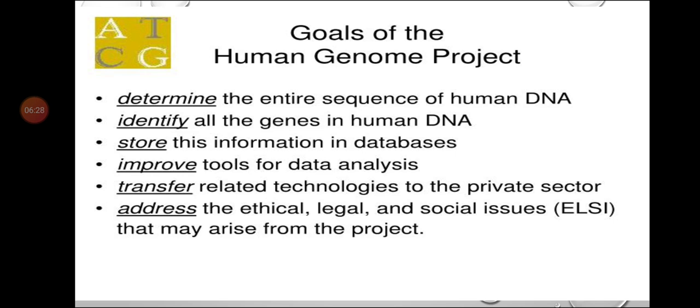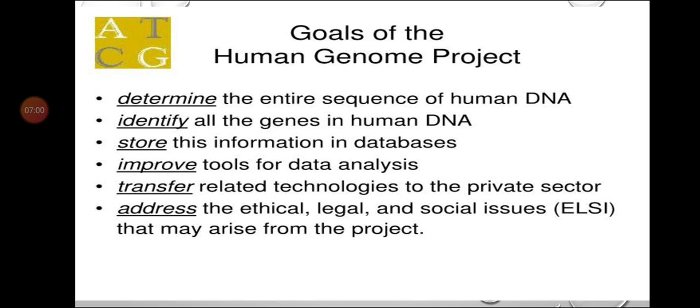Third aim is to improve tools for data analysis. Okay, whatever we have collected from the project in the database, we will try to develop tools and techniques for the analysis of the data. Then the fourth aim will be transfer. We will transfer the related technologies to the private sector. Whatever data we have got, we will transfer the related technologies to the private sector.